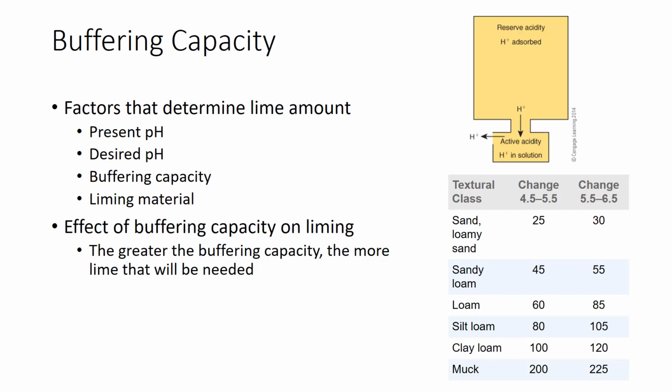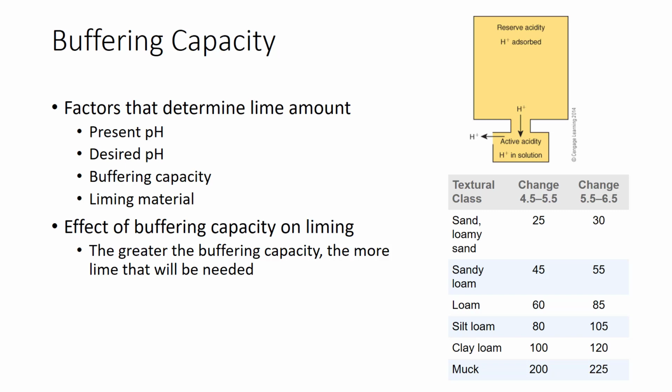Four factors tell the grower how much lime is required: present pH, desired pH, buffering capacity of the soil, and the liming material to be used. By testing present pH and by knowing the correct pH for a given plant, a grower or soil testing laboratory can determine how much this pH should change. For example, if alfalfa grows well at a pH of 6.5 and the present pH is 5.0, then pH must be raised 1.5 points.